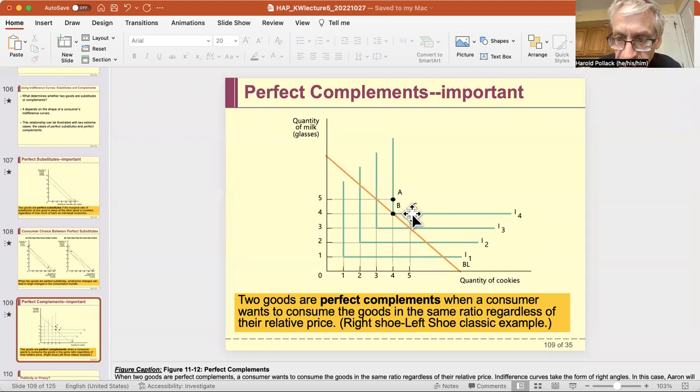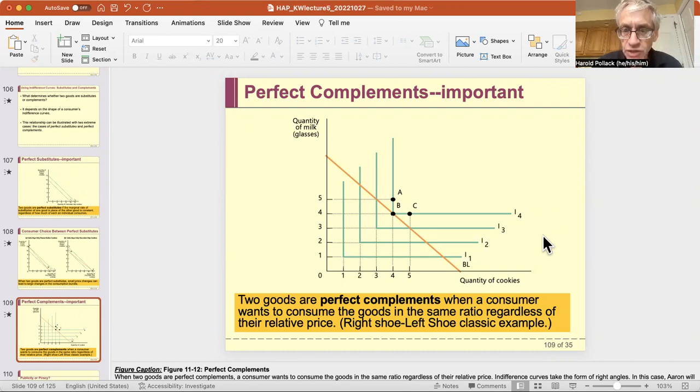What this is saying is I don't value a cookie if I don't have a glass of milk to go with it. Like how much is a new right shoe worth if I don't have another left shoe to go with it? Nothing. So perfect complements, you tend to get this really steep thing. Peanut butter is only worth it to me if I've got some jelly to go with it. That kind of thing. These are perfect complements.